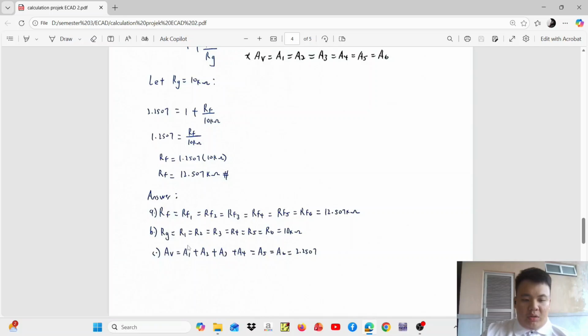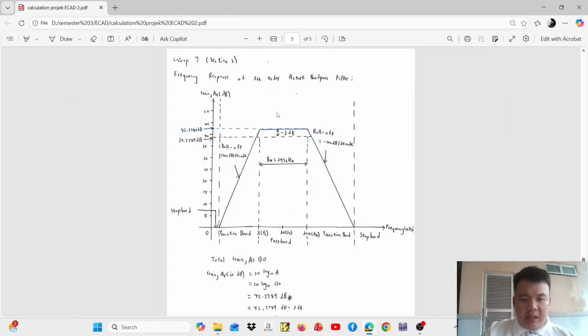So total gain ada 130. So kita bagi 6, kita punya kuasa 6. Jadi 1 adalah 2.2507. Akhirnya kita akan dapat graf macam ni. Paksi X frekuensi dalam kilohertz, paksi Y adalah gain AB in dB.